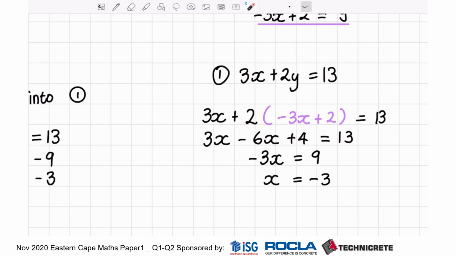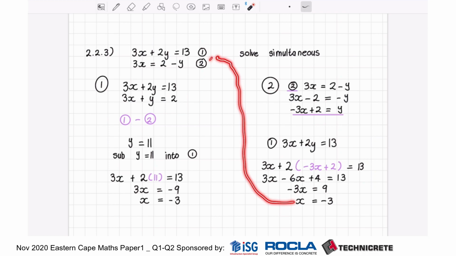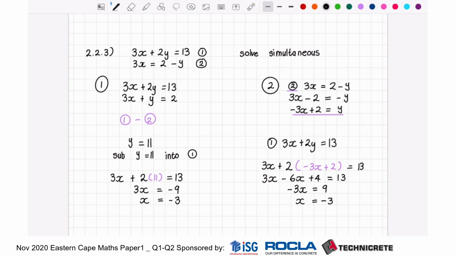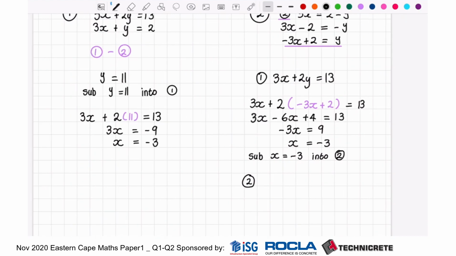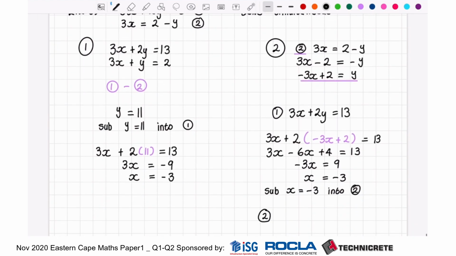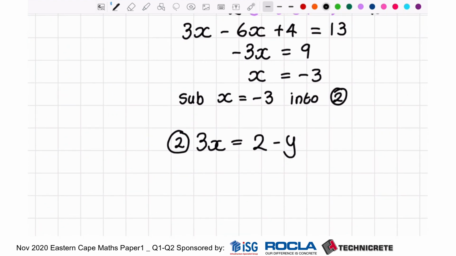Then I've now got a value for x, and so I can substitute this value for x back into either one of these two equations, either one of my original equations, to find the value for y. So I'm going to choose equation 2. So I'm going to write sub x equals minus 3 into 2. And I remind myself that equation 2 was 3x is equal to 2 minus y. So everywhere that I see an x in this equation, I'm going to put negative 3 instead.